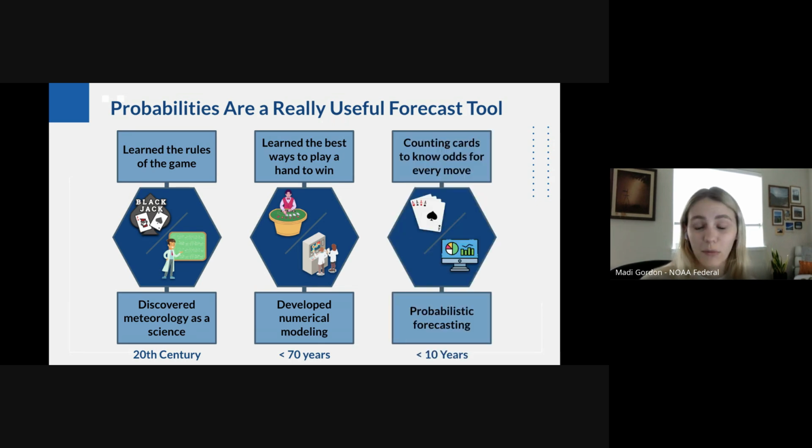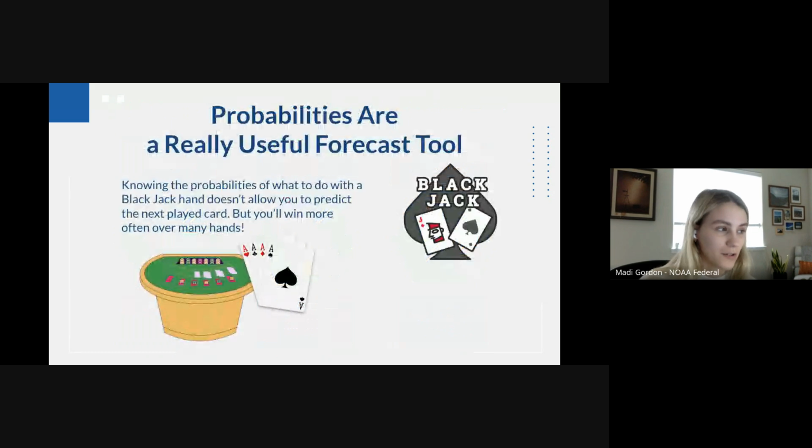And then probabilistic forecasting, still not perfect, but it's about as good as you can get if you think about it in terms of blackjack, counting cards to know the odds for every move here. So in the last 10 years or so, we have really advanced our probabilistic forecasting like this. And this is a very useful tool.